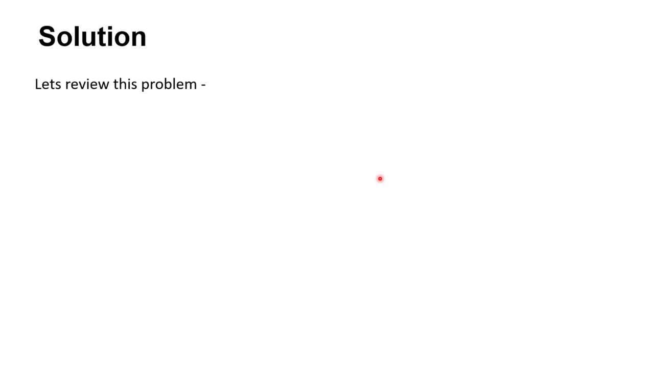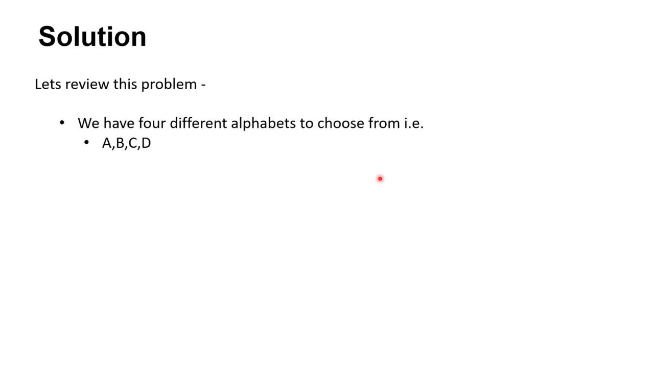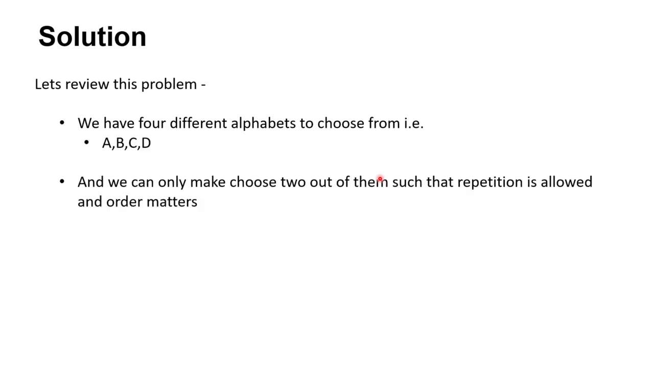So let's review the problem first. We have 4 different alphabets to choose from, that is A, B, C, and D. So these are the 4 options we have to choose, right? And we can only choose 2 out of them. Either we can select AB, CD, AC, AD, or AA, BB. So these are a few choices which we can make out of these 4.